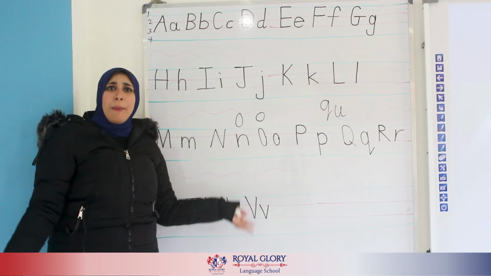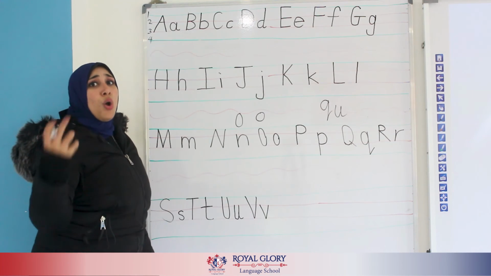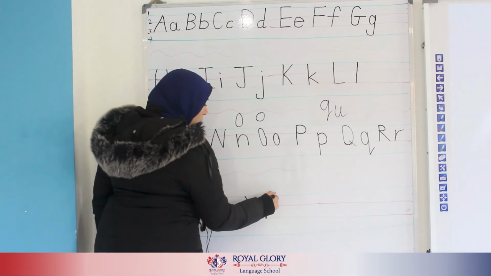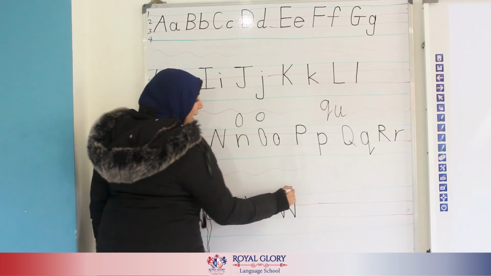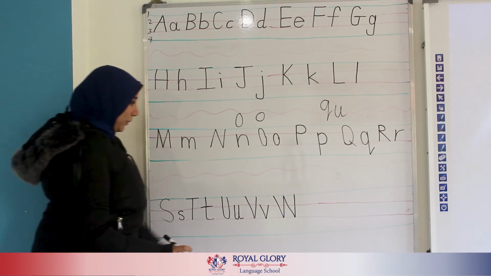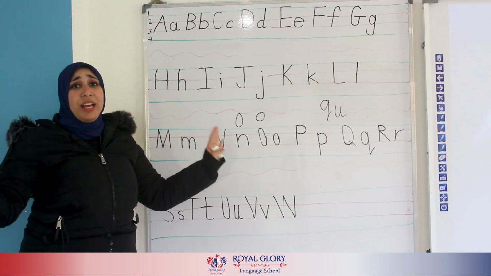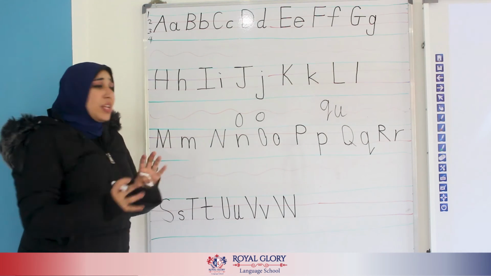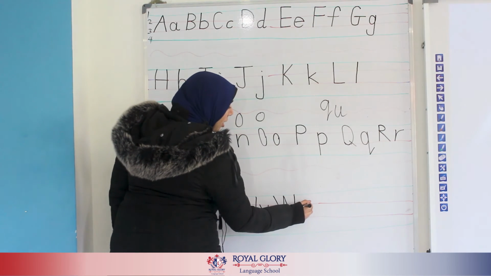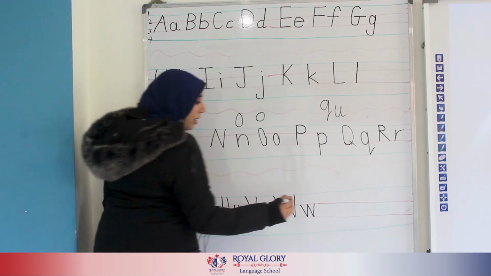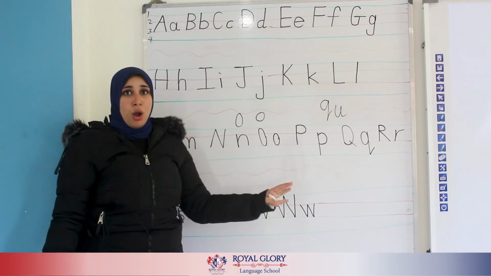How can I write letter W? The uppercase of letter W, sound wah. Okay. Standing line down, standing line up, standing line down again, standing line up again. Okay, this is the uppercase of sound wah. The lowercase, between line number 2 and line number 3, standing line down, standing line up, standing line down again, standing line up again. That's the uppercase and lowercase of sound wah.